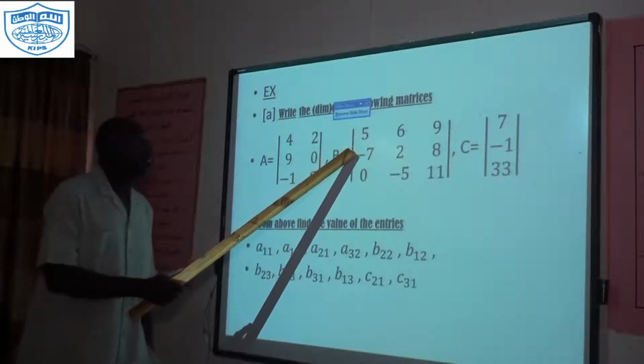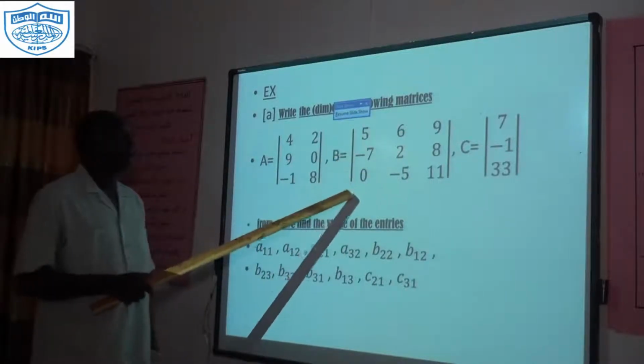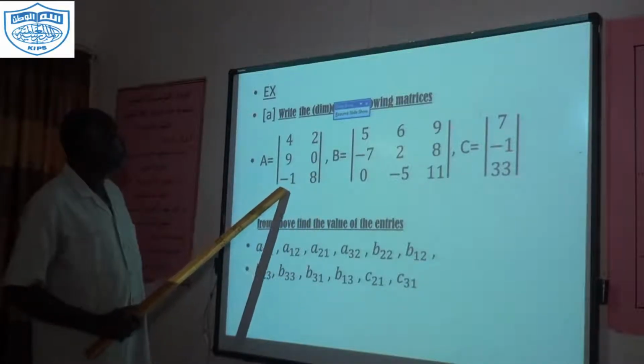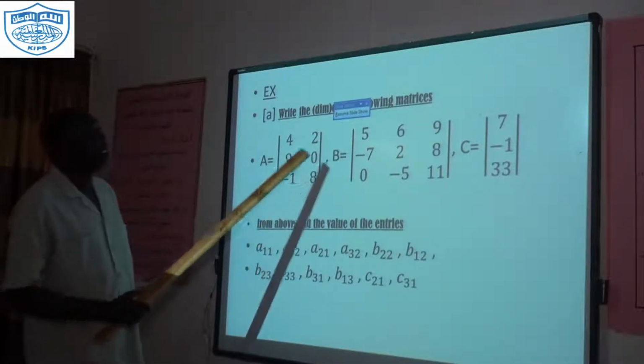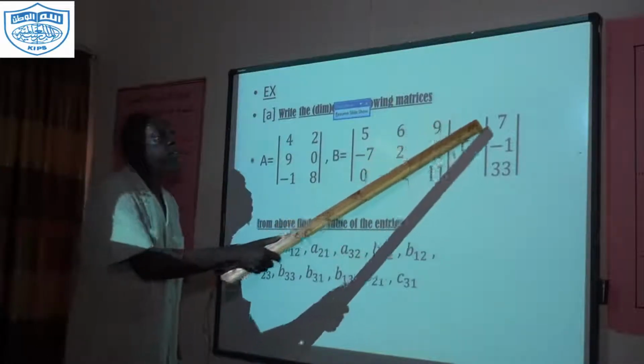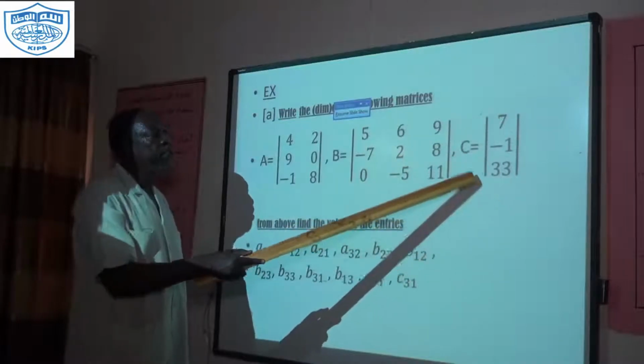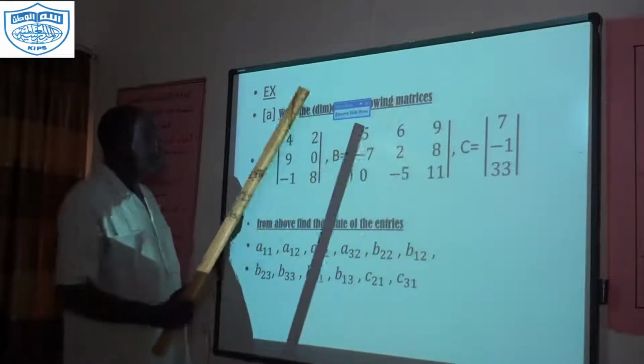This matrix is 3 by 3, so the dimension of this matrix is 3 by 3. And this one has 3 rows and 1 column. It is a column matrix. Its dimension is 3 by 1.